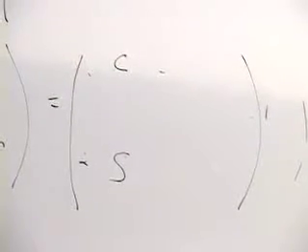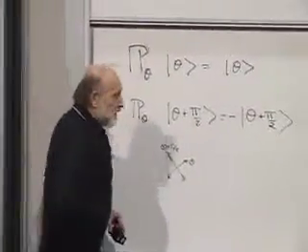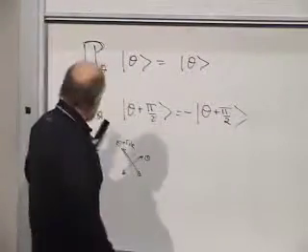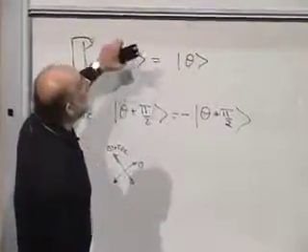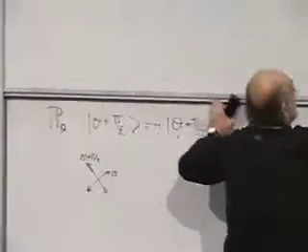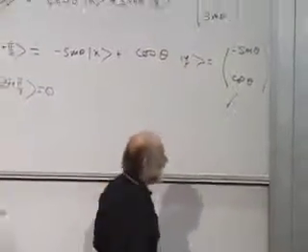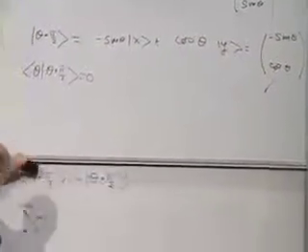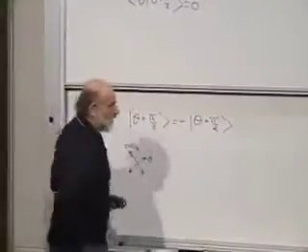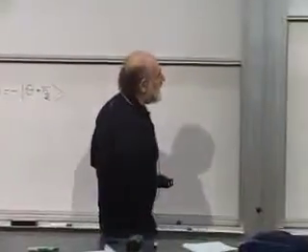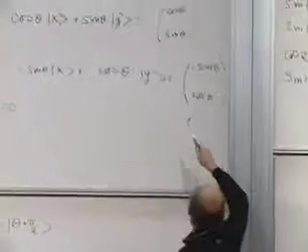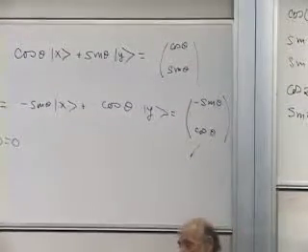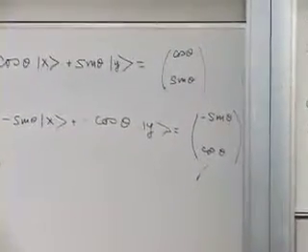So we check explicitly that P theta on theta gives us back theta, and I'll leave it to you to check that P theta on this vector here gives minus itself back again. So these two vectors, where are they? CS and minus SC are the eigenvectors of the observable.